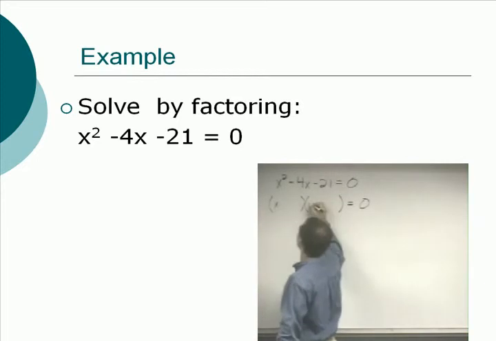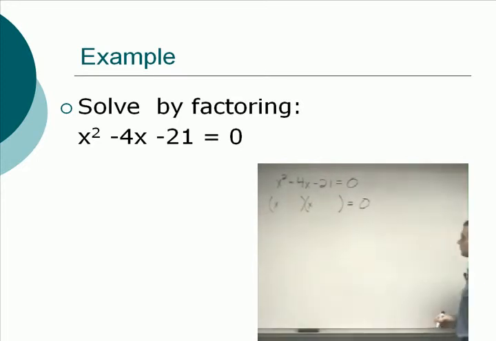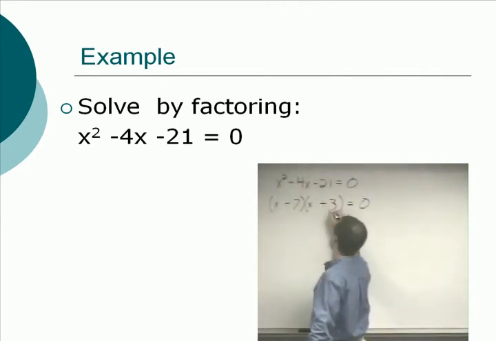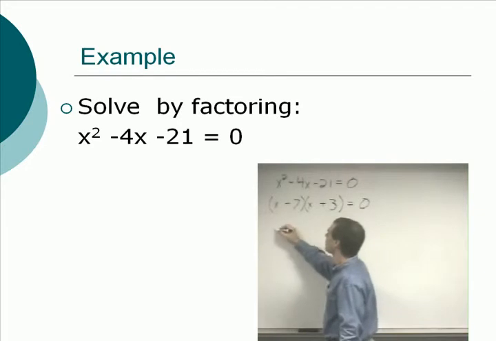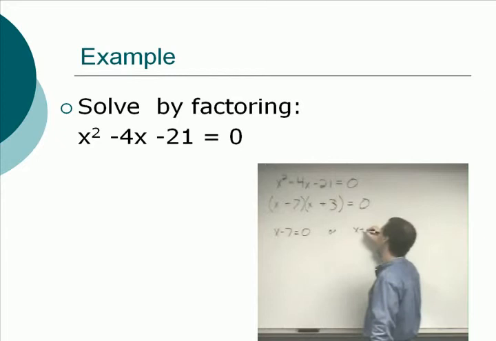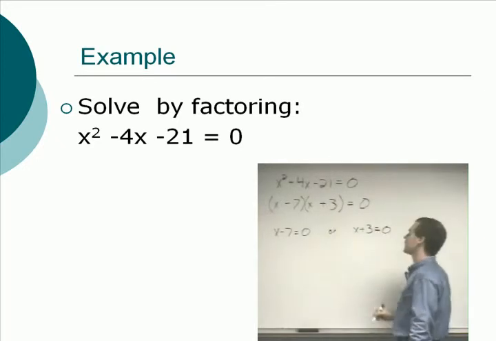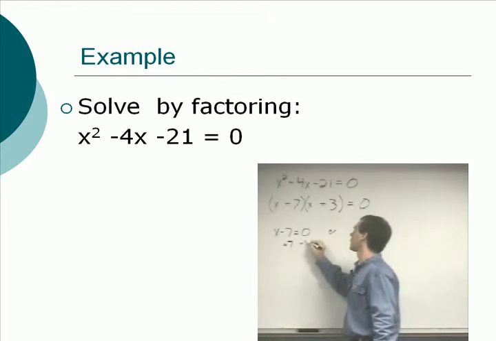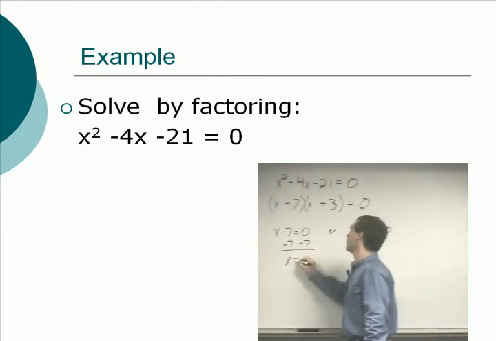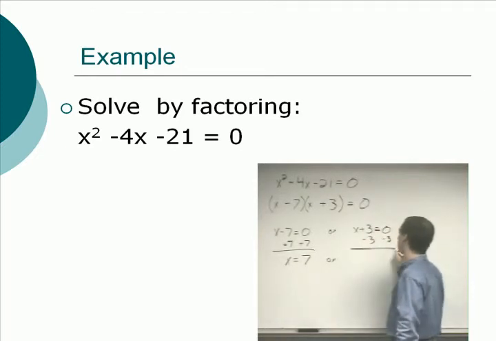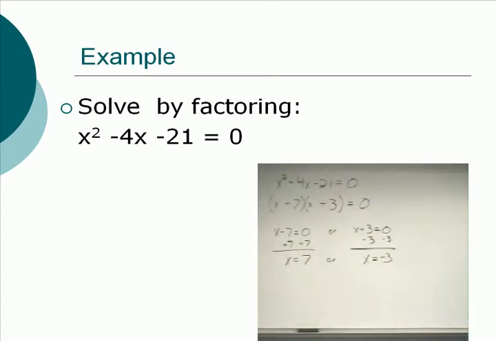We're going to have x and x and -7 and 3. Okay, so once we got it factored, we're home free. We can have x minus 7 equals 0 or x plus 3 equals 0. And then solve both of those and we've got our solutions. So either x equals 7 or x is -3. There they are. And we're done.